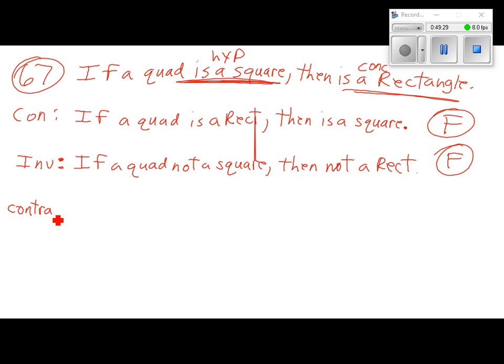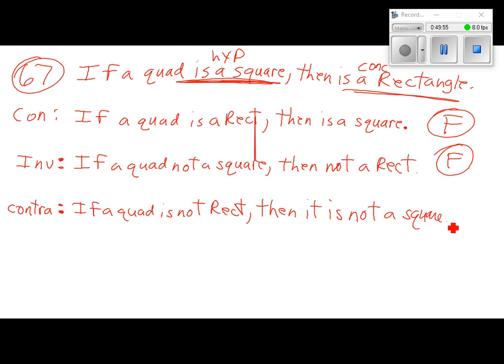Contrapositive. What's the contrapositive do? Switches and negates. So if a quad is not a rectangle, then it is not a square. True or false? True. If I got some shape and it's not a rectangle, can it be a square? No, because all squares are rectangles. So this one is true.